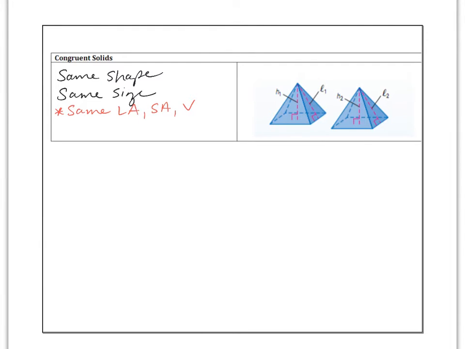And another thing to note is their scale factor. If two things are congruent, their scale factor is 1 to 1. Scale factor is how they compare.